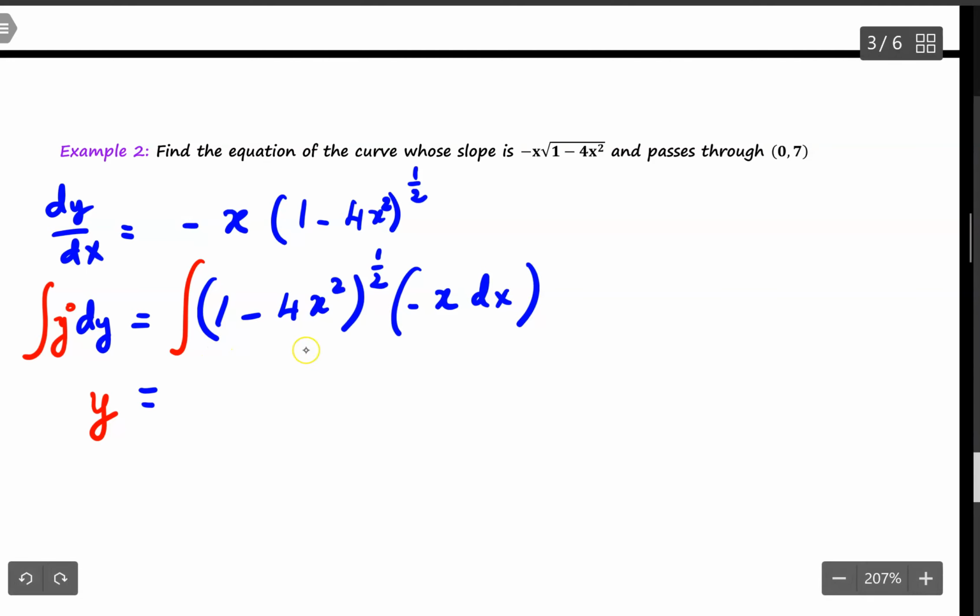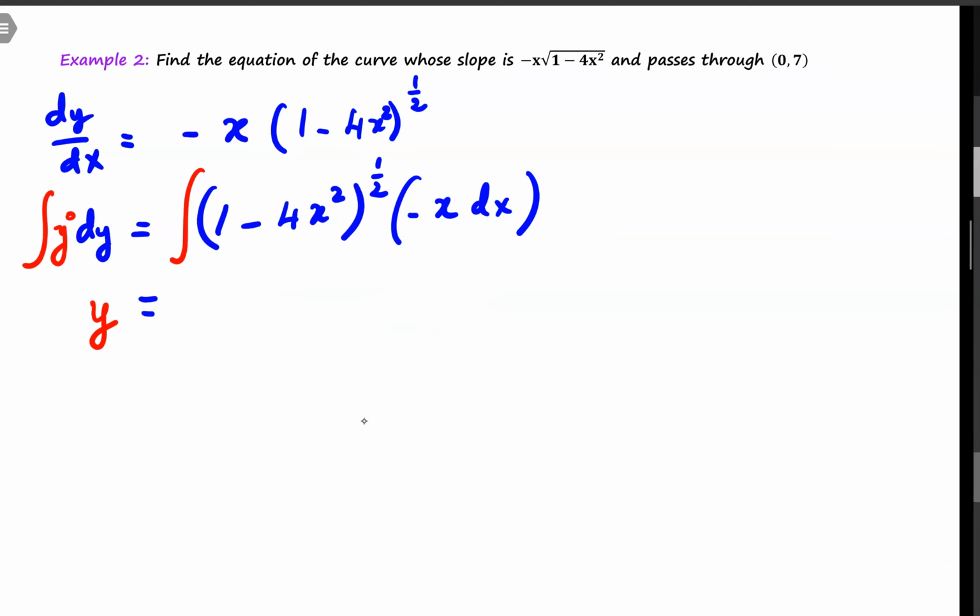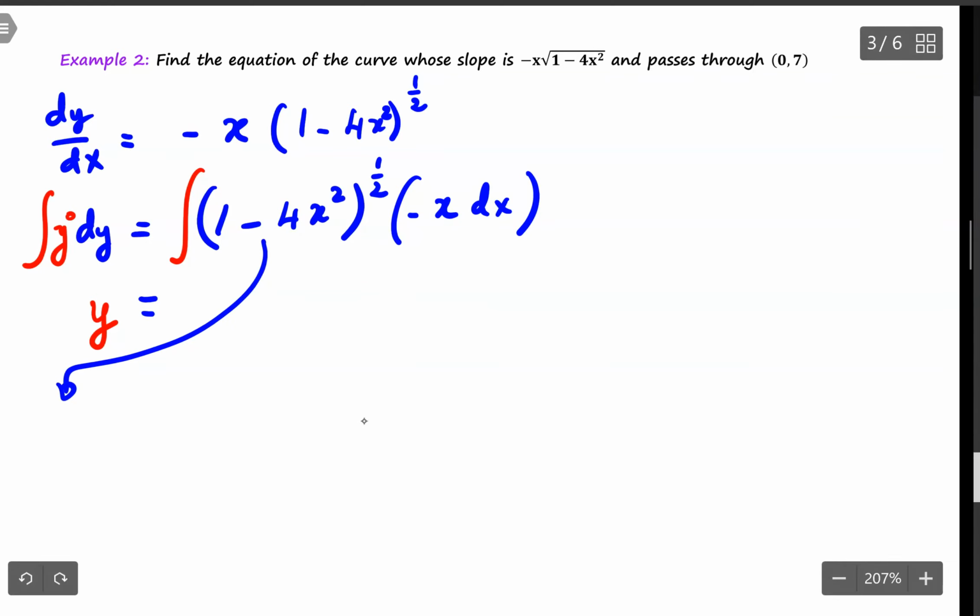So when I integrate this, I have to let u equal to 1 minus 4x squared. Then I have to differentiate, so let me write it on this side. I am going to let u equal to 1 minus 4x squared.